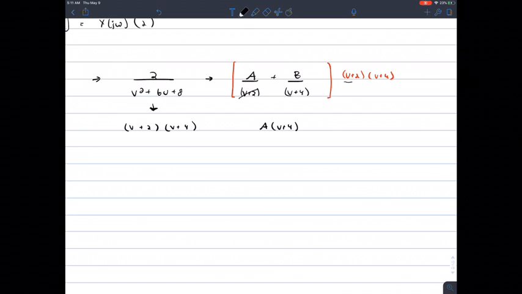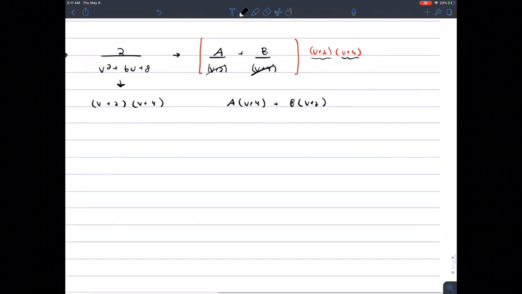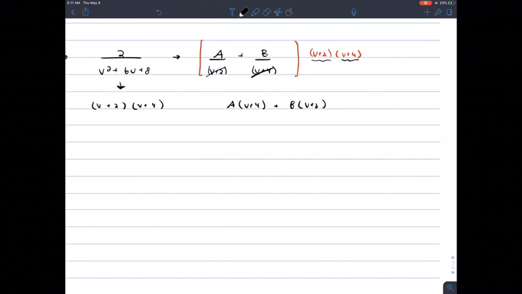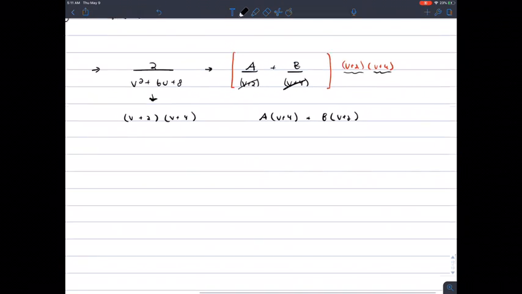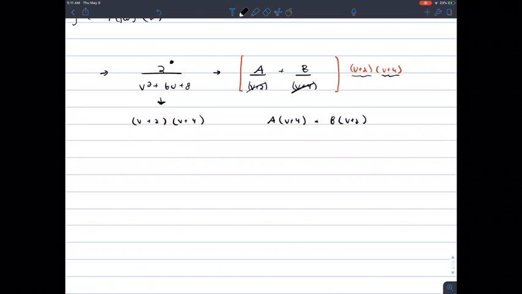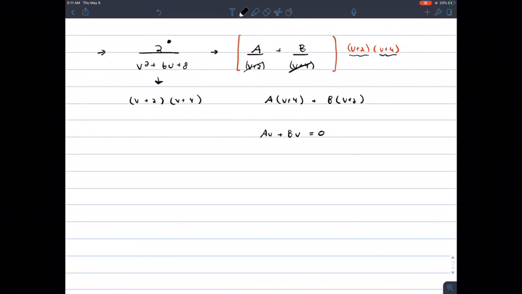Because the V plus 2 would cancel out right here, and then plus B times V plus 2, because the V plus 4 would cancel out right here. Okay? So we know that this numerator part right here has no variables. So we know that AV plus BV must equal 0, but it does equal 2, so we know that 4A plus 2B must equal 2.